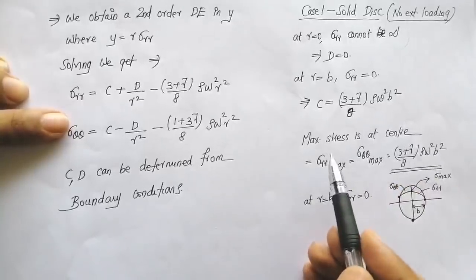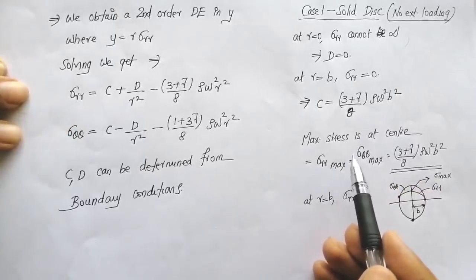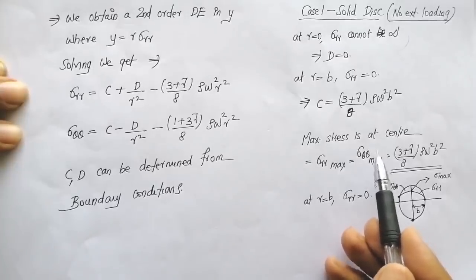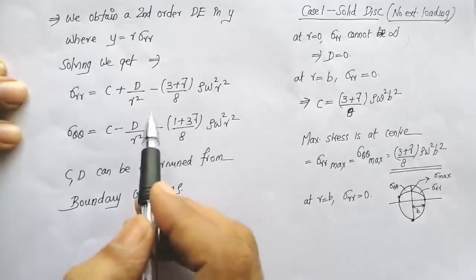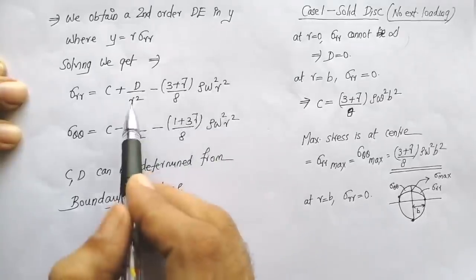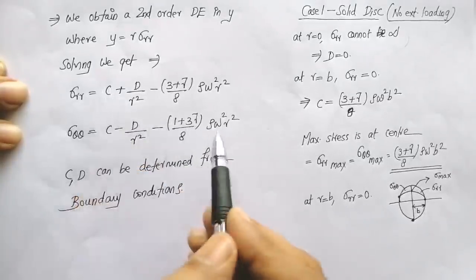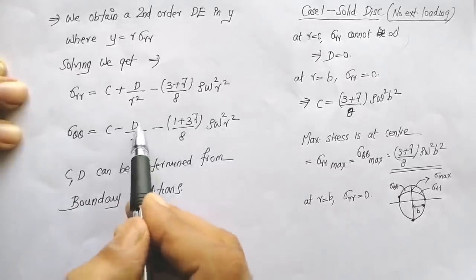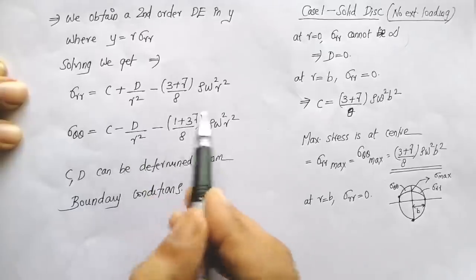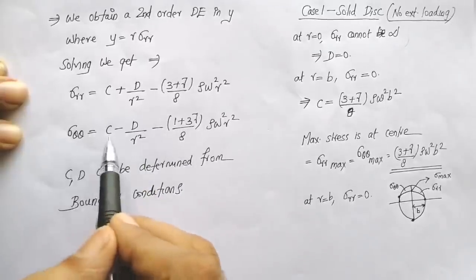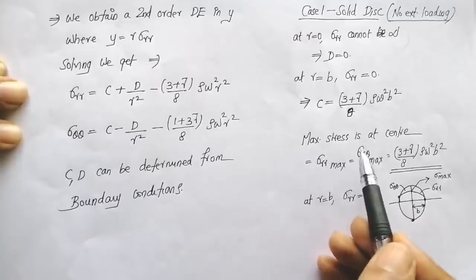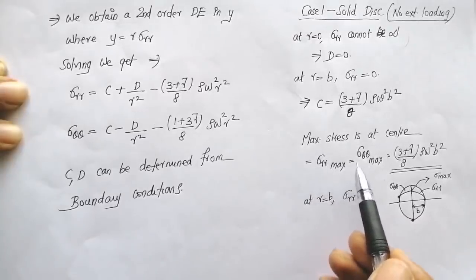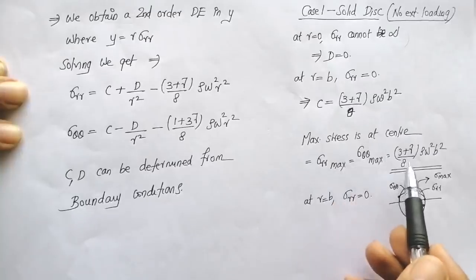Now, what is the value for maximum stress? The maximum stress value is at the center. You can substitute r is equal to 0. If I substitute r is equal to 0, this term and this term vanish, and the remaining term is C. Here also, if I substitute r is equal to 0, this d term is anyway 0, so this term is already vanished, this term also vanishes, so sigma theta theta equal to C. So, maximum stress is at the center, which has the same value for sigma r max and sigma theta theta max, which is equal to C, which is equal to this value.